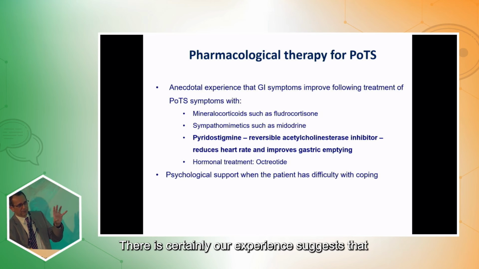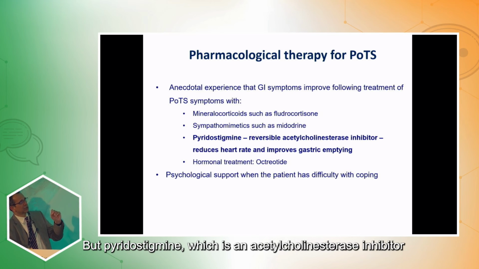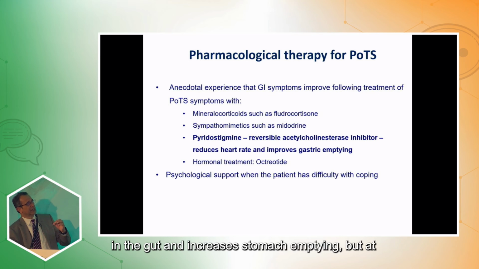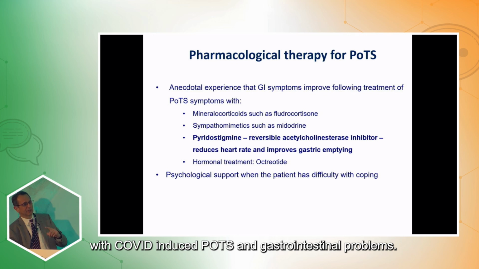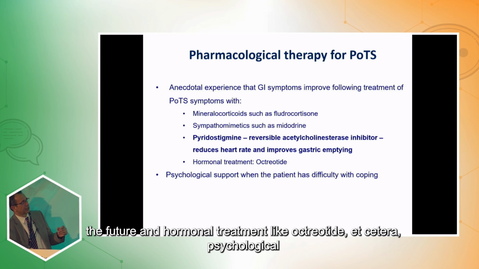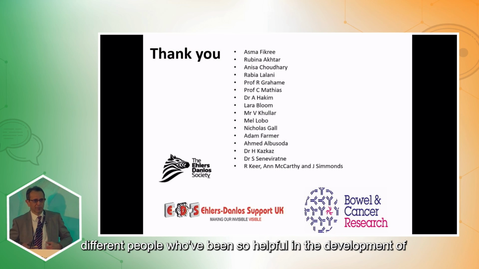Our experience suggests that improvement in POTS leads to improvement in upper tummy symptoms, with fludrocortisone and midodrine. But pyridostigmine, which is an anti-acetylcholinesterase inhibitor, increases the function of the nerves in the gut and increases stomach emptying, but at the same time, it reduces heart rate. So it's a very effective treatment in patients with POTS, and we found it very effective in those with COVID-induced POTS and gastrointestinal problems. And this is something that needs to be tested in the future, and hormonal treatment like octreotide, etc., psychological support.